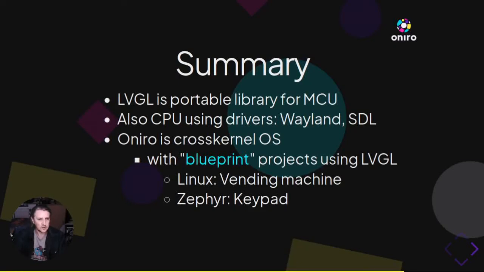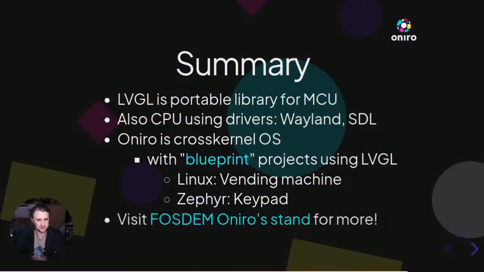So Oniro is cross-kernel, and we made a couple of blueprints to support LVGL. One is a vending machine running on Linux, and the other one is a keypad running on Zephyr. You can use those blueprints as an entry door for LVGL and to build an LVGL project and a distro from scratch. That can be interesting if you never did this before.